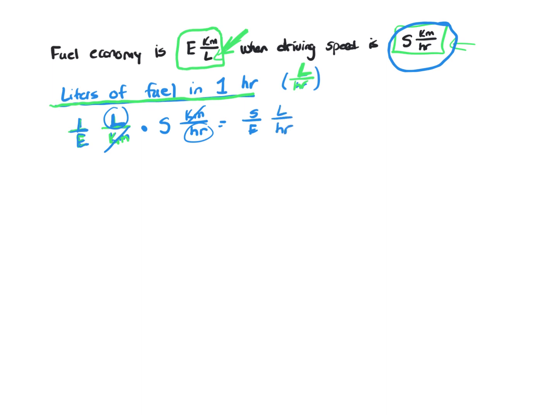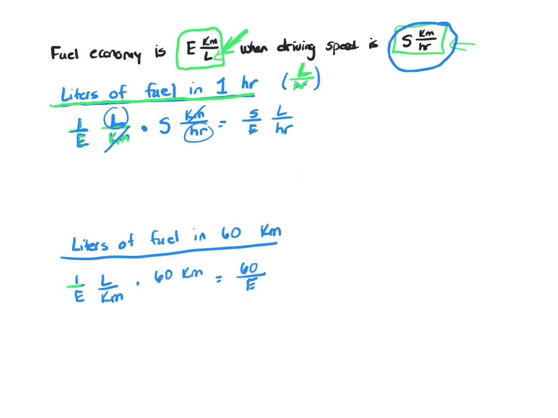In the second one, we're finding liters of fuel in 60 kilometers. So we just need to come up with liters. So start with your 1 over E, liters per kilometer. And we want to figure out in 60 kilometers. So just multiply by 60 kilometers. And those cancel. And you're left with 60 over E liters.